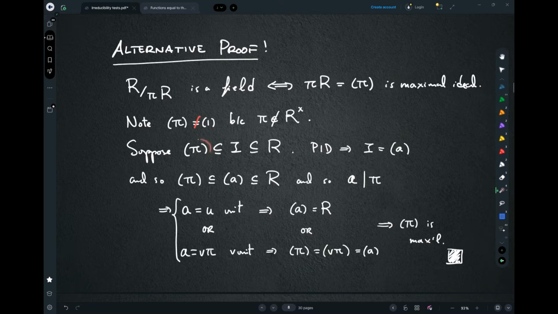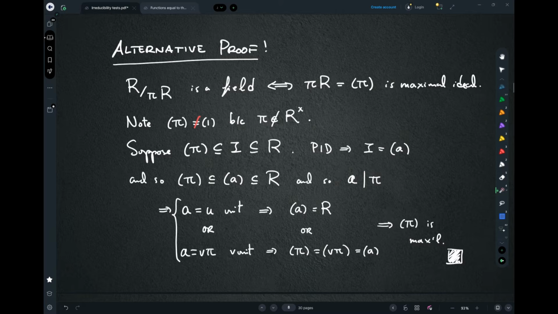Well, suppose there is some other ideal between the ideal generated by pi and the ring R. Then, because we are working over a PID, this ideal I has to be a principal ideal, let's say generated by A. So the ideal generated by pi is contained in the ideal generated by A, which is contained in R, and therefore this inclusion says that pi is a multiple of A, so A divides pi.